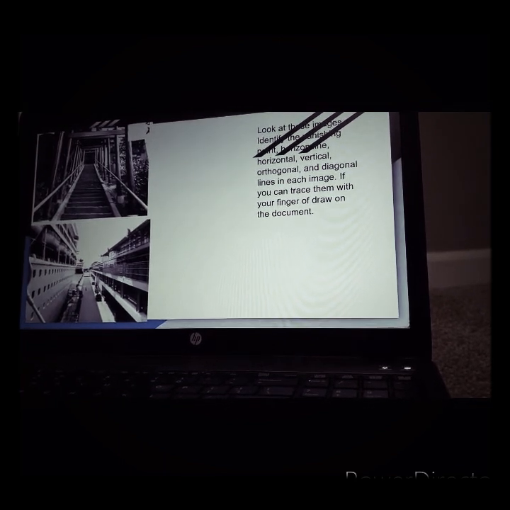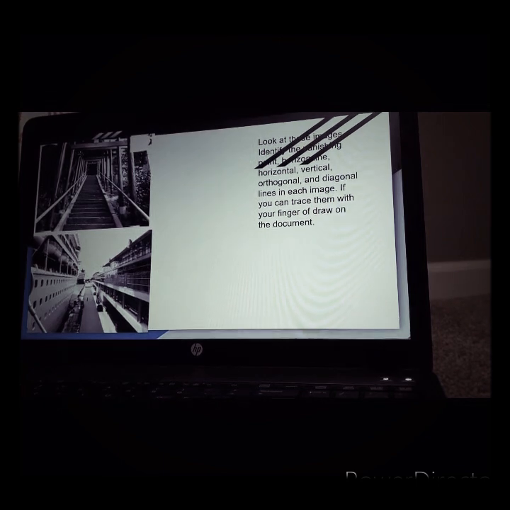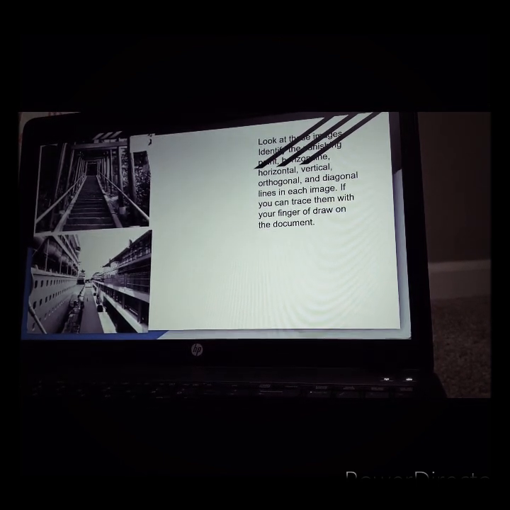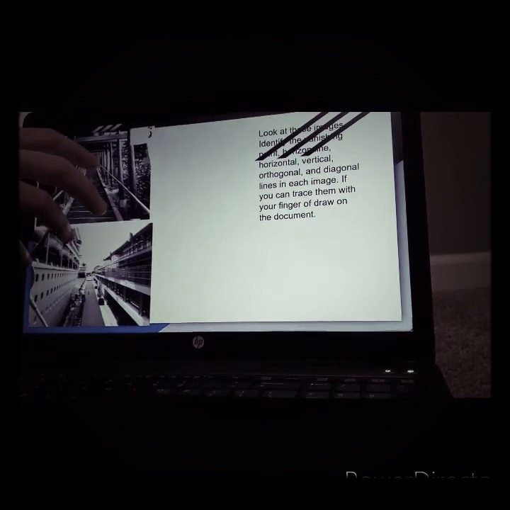Looking at these images, you need to identify your vanishing point, horizon line, horizontal, vertical, orthogonal, and diagonal lines in each image. If you can, trace them with your finger on your document. So you guys will all have a copy of this. It'll be posted in Google Classroom.